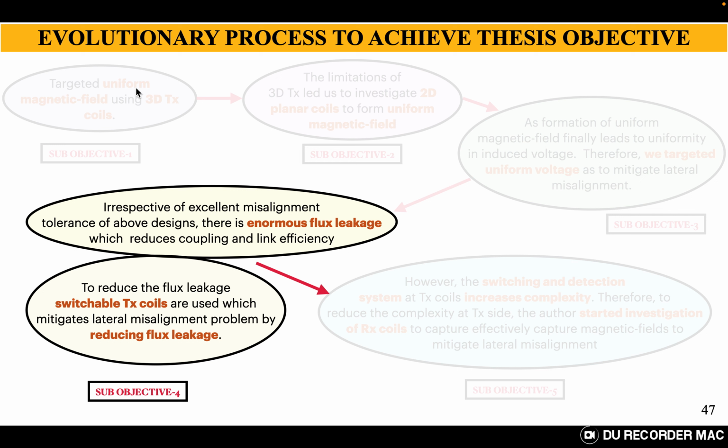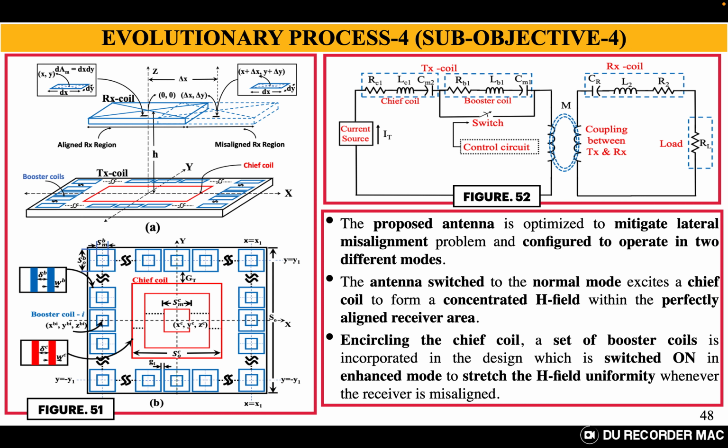So this is evolutionary process 4. Irrespective of the excellent misalignment tolerance of the designs from sub-objective 1 to 3, there is enormous flux leakage, which is mitigated using the switchable transmitter coils in this particular evolutionary process. Now you can see this design. This is one of the best designs that we have done.